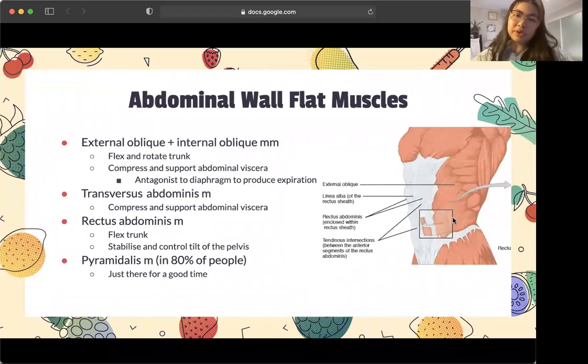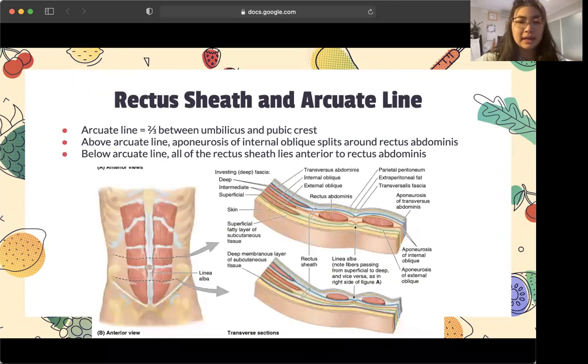A little bit more on these muscles. We've put there what they do. You can read up on that and learn that as well. It's not super examinable. They don't test it that much, but it's good to know what they do. So we will gloss over that.